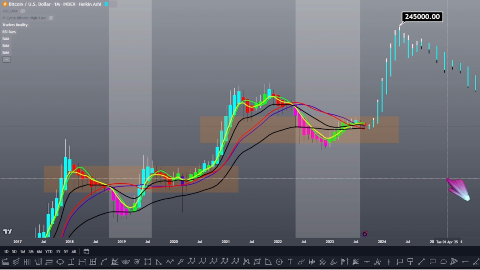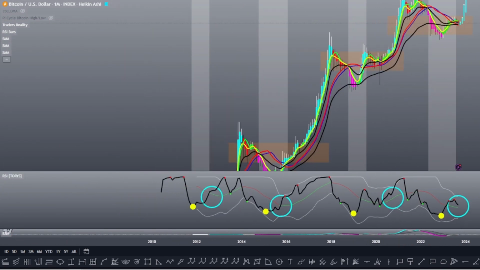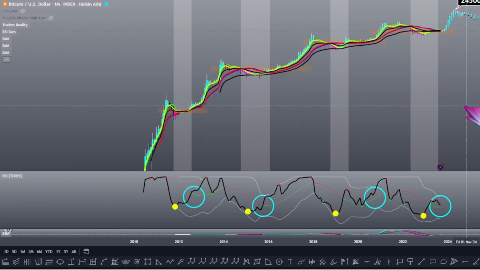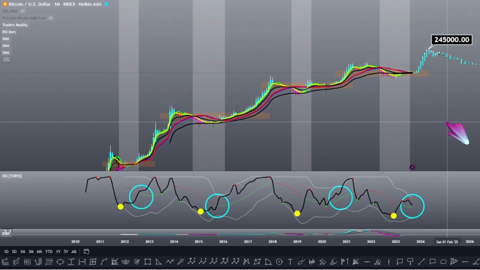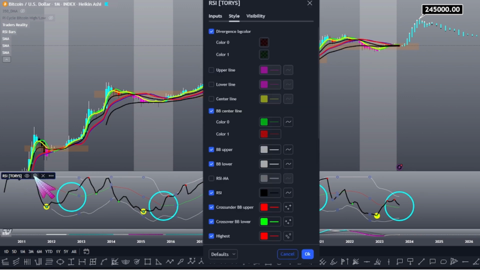When it comes to this RSI down here, I find this is perhaps the best RSI indicator I've come across. This one right here is just RSI. If you just look up RSI, then it'll say Tories right here.